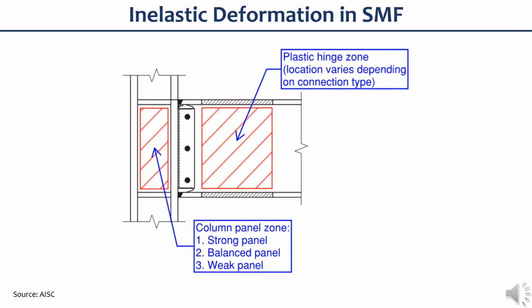Second is the weak panel, where the strength of the panel zone is low enough relative to the framing members such that the majority of the inelastic deformation occurs in the panel zone. And third is the balanced panel, which falls between the strong and the weak panel. However, please note that AISC seismic provisions generally provide strong and balanced panel zone.